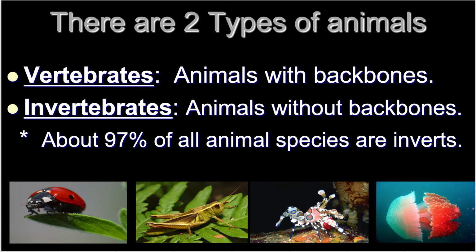Part 1 of the Porifera notes for Honors Zoology. So first up, we're going to review some stuff from the last unit, reminding you that there are two types of animals, or two large groups. There's the vertebrates and the invertebrates.